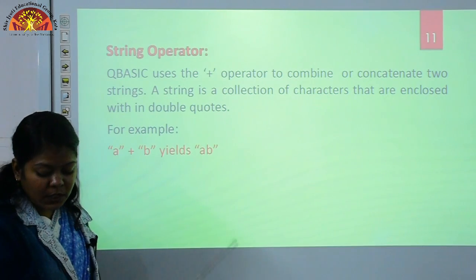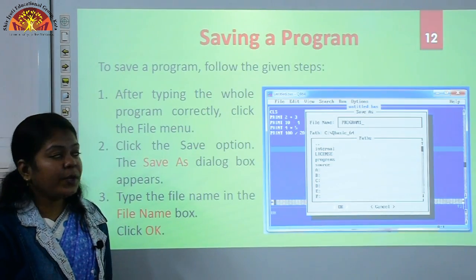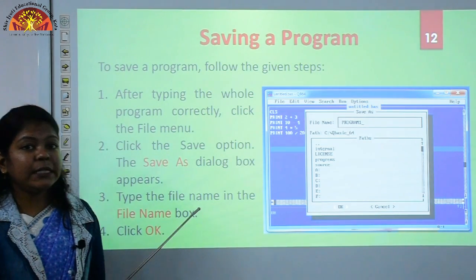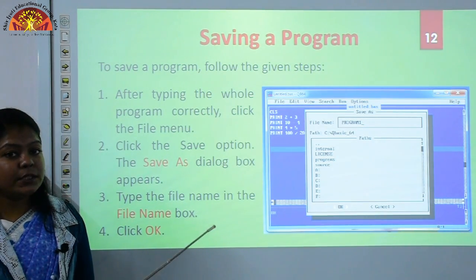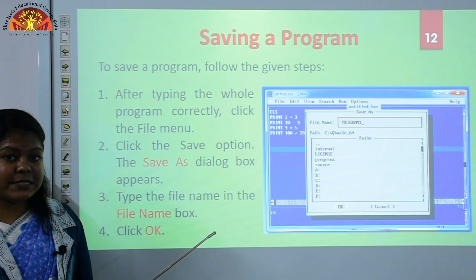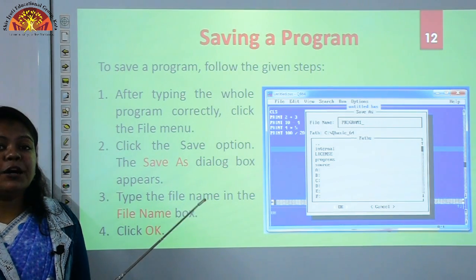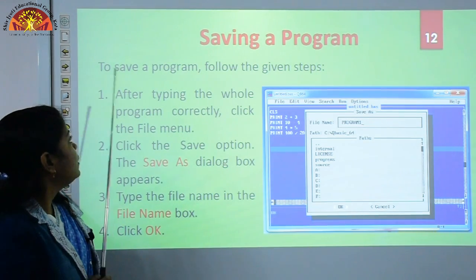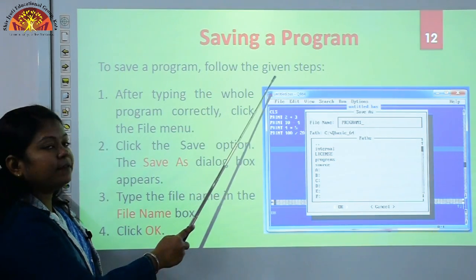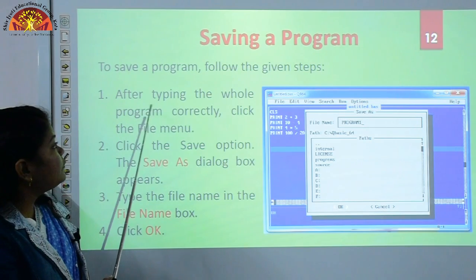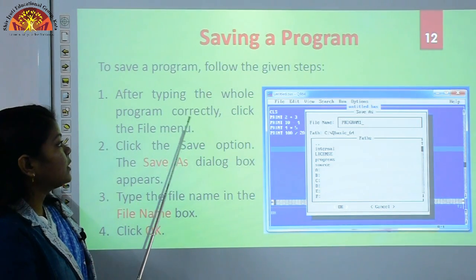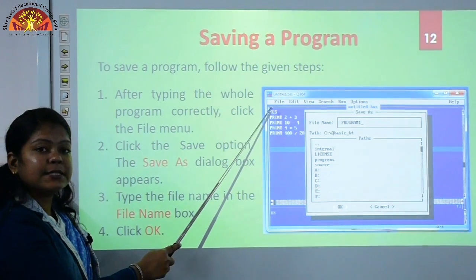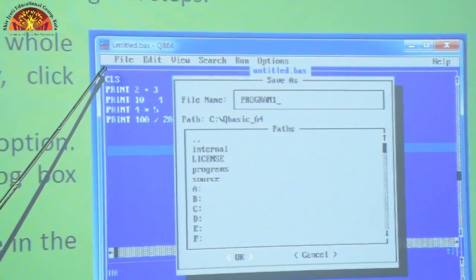Okay, now we will move to our next topic, which is saving a program. Students, we have already learned how to write a program in the QBasic in the previous video of this chapter. Now we will see how to save a program in the QBasic programming language. Okay, to save a program, follow the given steps. First, after typing the whole program correctly, click the file menu. So students, here you can see this is the file menu. Okay, this is your file menu.